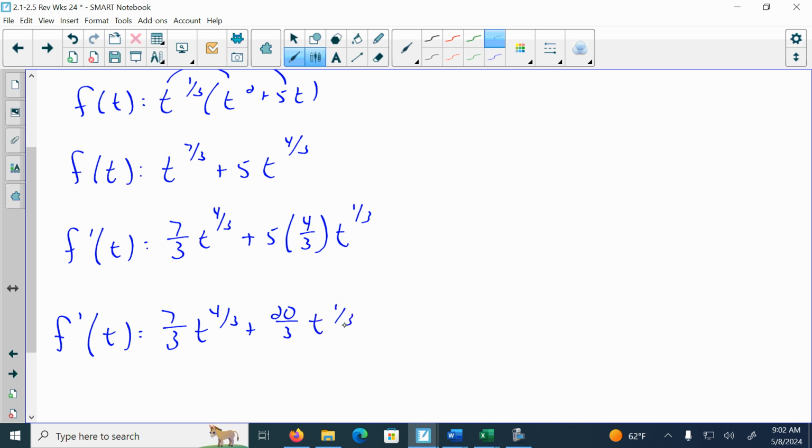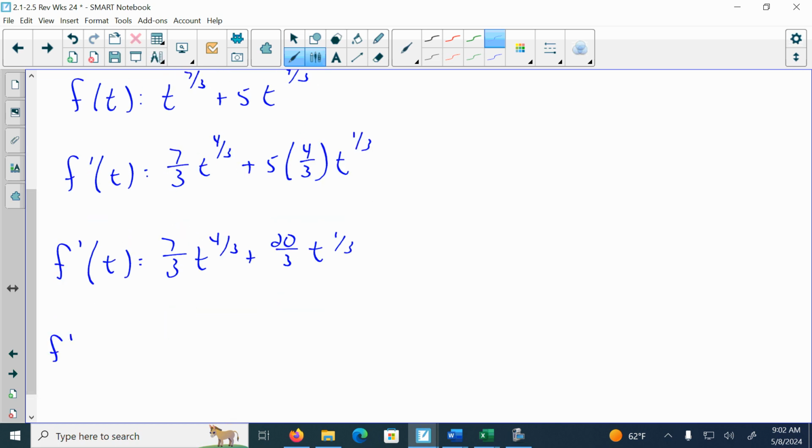They have the same denominator, so I'm going to factor out the lowest denominator. The lowest denominator is t to the 1/3, and then I might as well factor out a 1/3 while I'm at it. So I'm going to be left with 7, and that's just t to the 1st, plus 20, and factor that t to the 3rd. And that's it. I don't have to rewrite it because my exponent is positive, and that one is good to go. Another one on here?